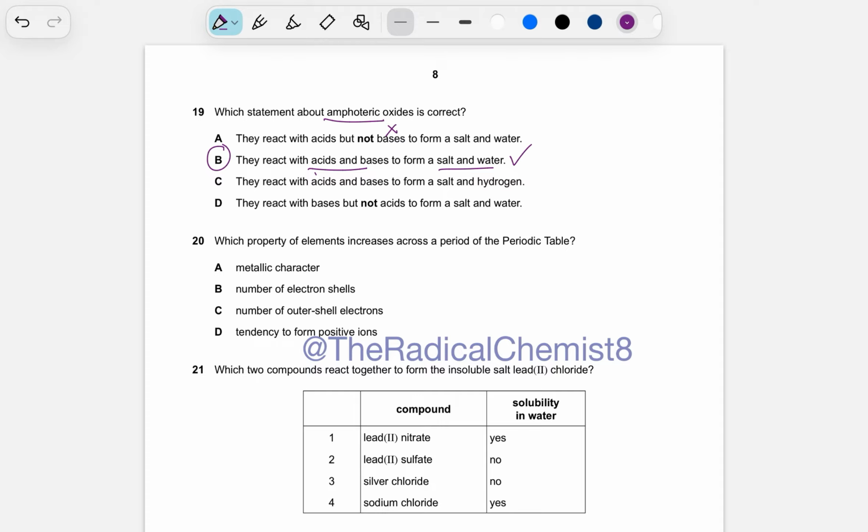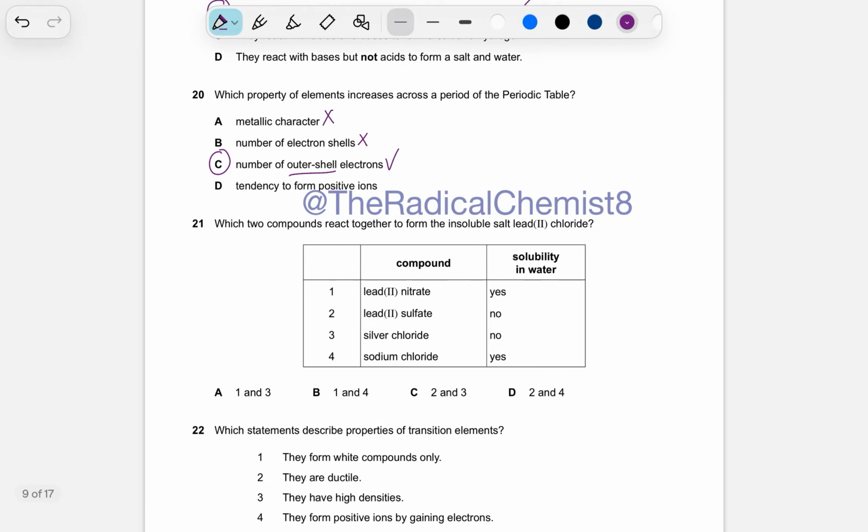Next, which property of elements increases across a period in the periodic table? Metallic character? No, because you're going from metal to non-metallic character. Number of electron shells? No, it's electrons added to the same shell across a period. Number of outer shell electrons? That is correct, because you're adding one extra electron as you move across a period each time to the same shell. So the answer is C.